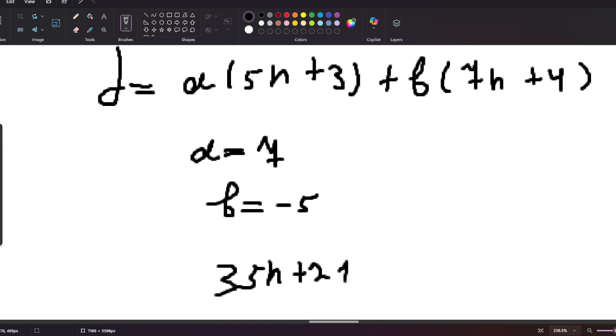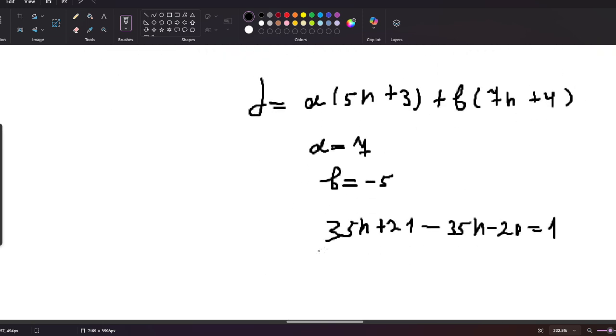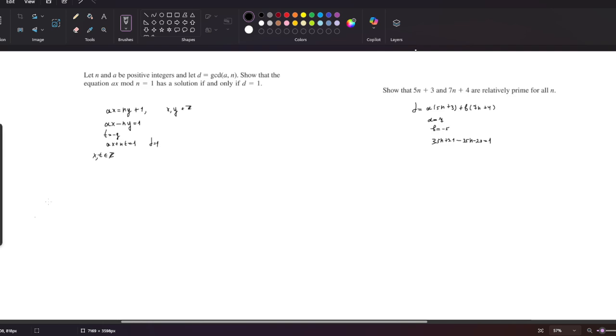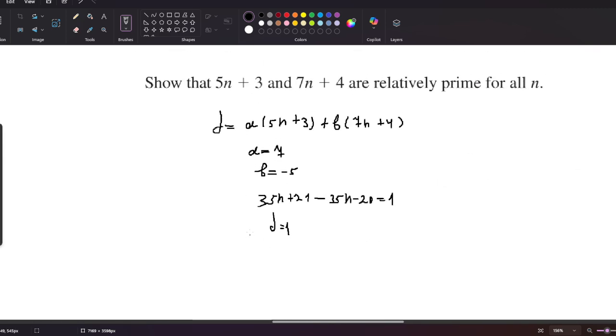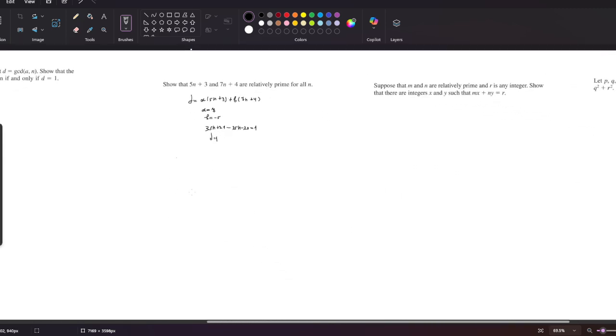Plus 21 minus 35n minus 20 equals 1. Now, just as in the previous case, you can't find a lower positive integer, so D is obviously going to be 1. These numbers are co-prime.